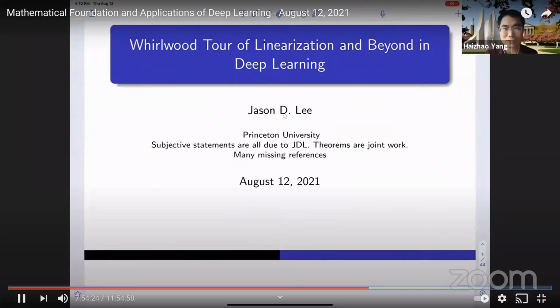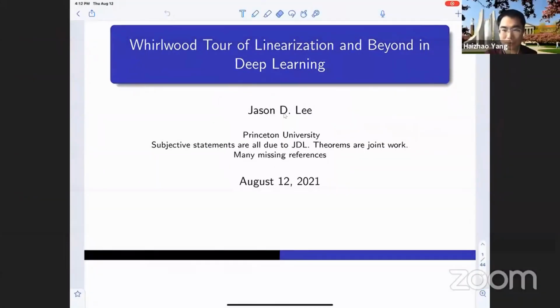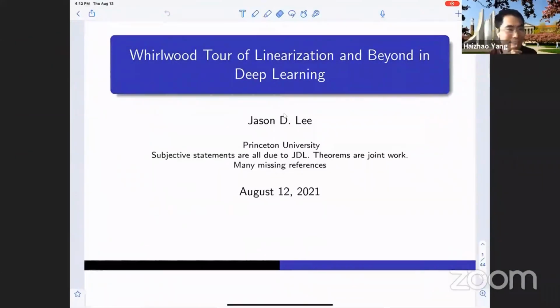So our next speaker is Jason Lee from the Department of EECS at Princeton University. The title is A Whirlwind Tour of Linearization and Beyond in Deep Learning.